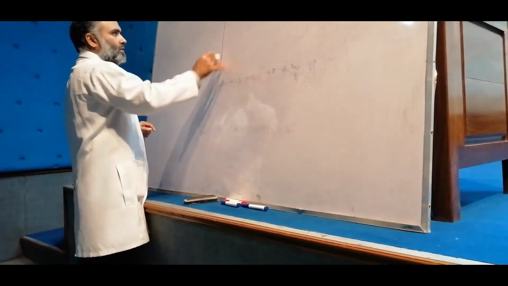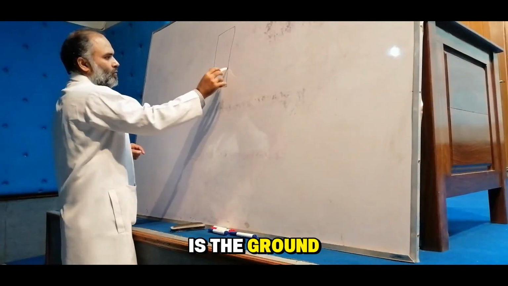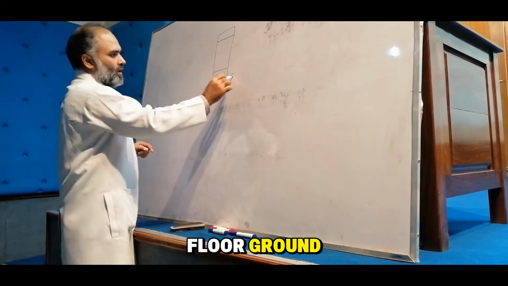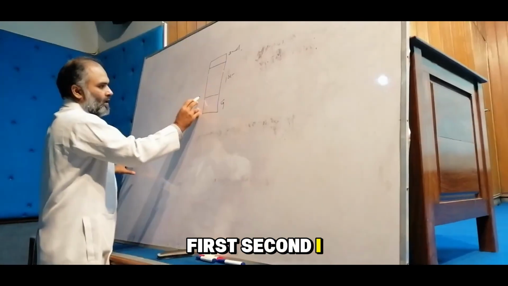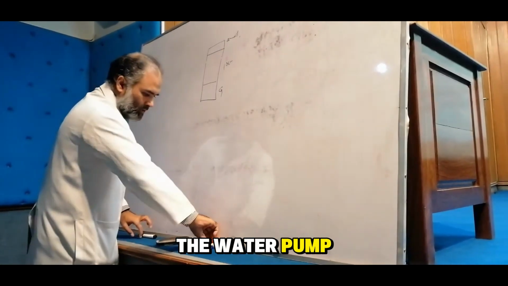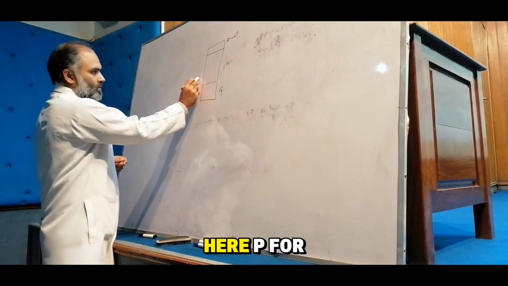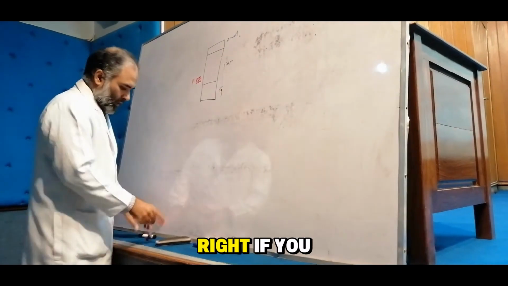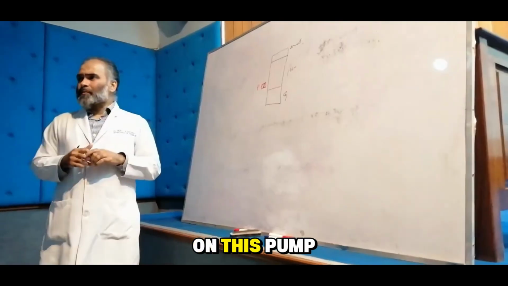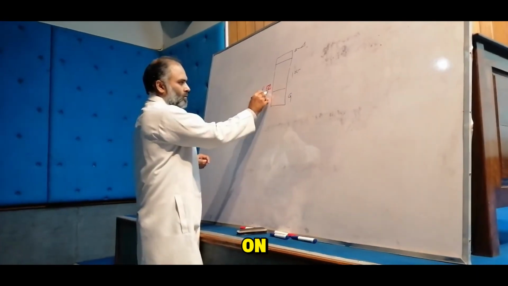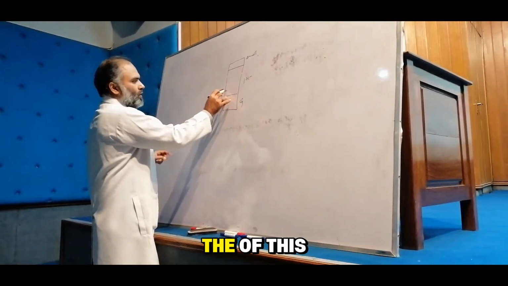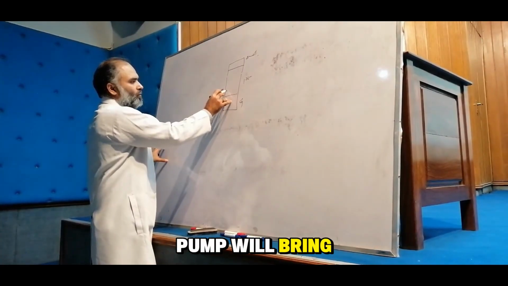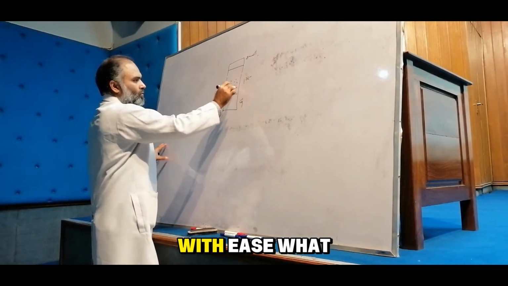It is like this, isn't it? This is the ground floor, the first floor: ground, first, second. I said that the water pump should be around here, P for pump, right? If you were to switch on this pump, let's switch it on. Plus is you've turned it on. The pipe of this pump will bring water to this area with ease.